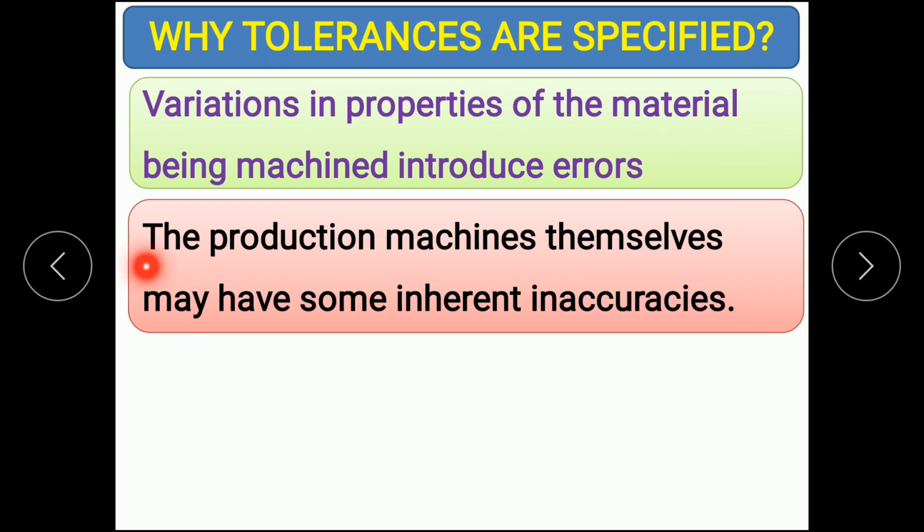Next is, the production machines themselves may have inherent inaccuracies. Whatever machines we use to manufacture the parts will not be 100% accurate, because there may be vibrations, temperature changes, and many other reasons. So we cannot have exact machines, there will be some inaccuracies. Because of this also we need to provide the tolerances.